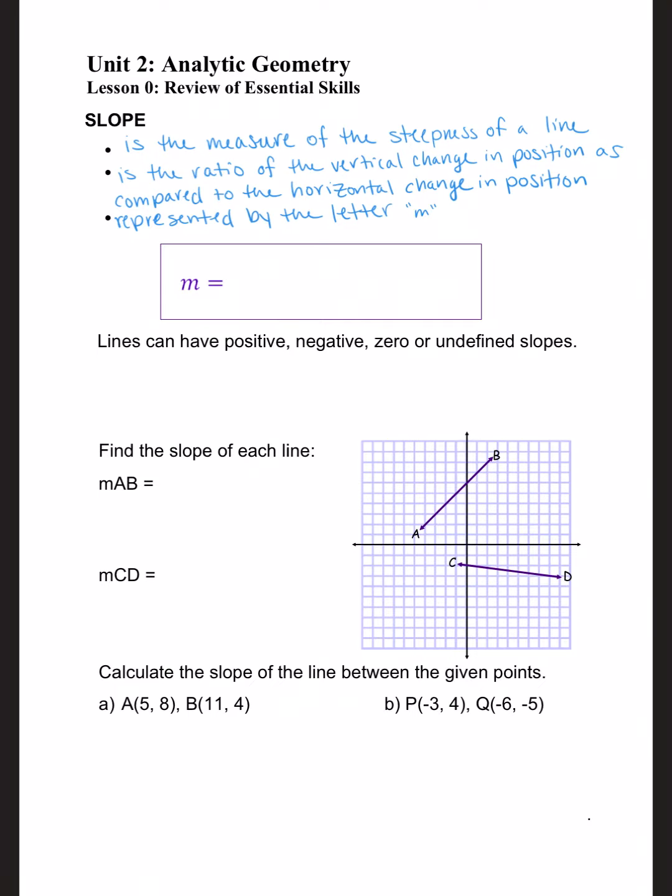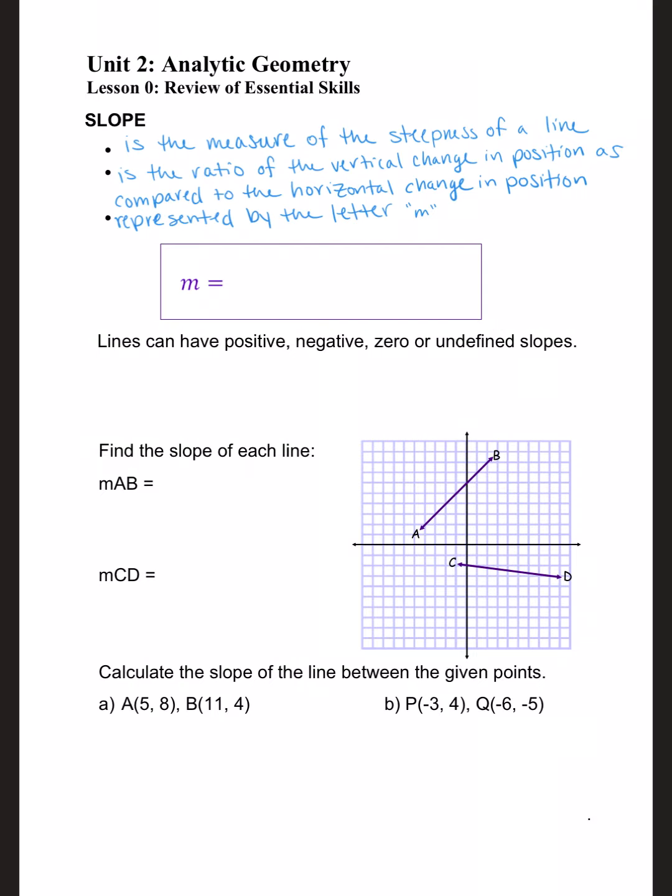Hey everyone, today we're starting Unit 2. Lesson 0 is the review of some essential skills. So in this unit we're going to use what we know about lines, and we're going to start learning about different geometric properties to identify different shapes, and we're also going to take a look at circles and the equation of a circle. But for right now we're going to go over slope, which we've seen before.